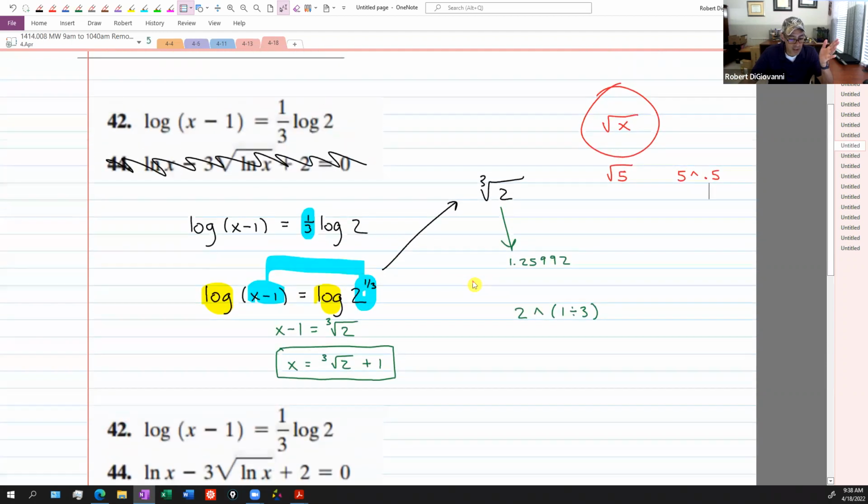Okay, let's just check our answer. Will that work? If I take the cube root of 2 plus 1 and I plug it in right here for x, that answer should work. Because I'm going to take that number and subtract 1 from it, which will still keep it positive. So I should be good.